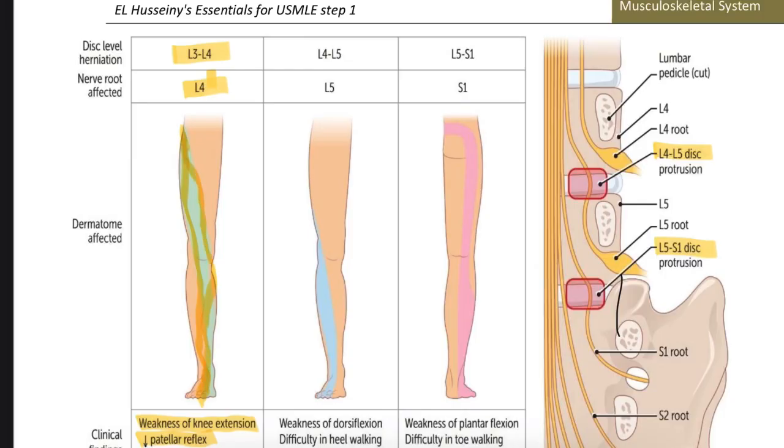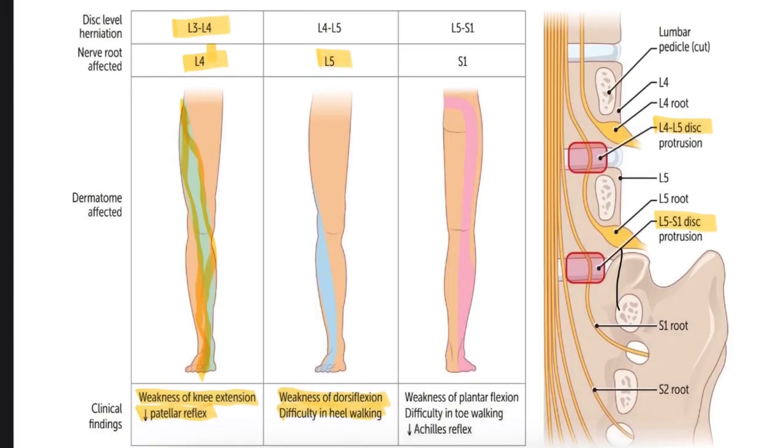Next, if the disc level is L4 to L5, the L5 nerve root is affected, and the clinical findings are weak dorsiflexion and difficulty in heel walking. While walking on the heel, the patient will have great difficulty. Next, with L5 to S1 disc herniation, the S1 nerve root is affected, with weakness of plantar flexion, difficulty in toe walking and decreased Achilles reflex.